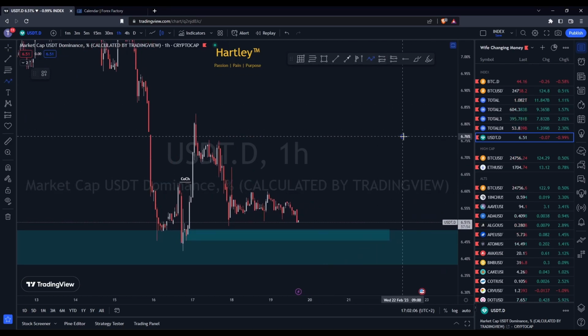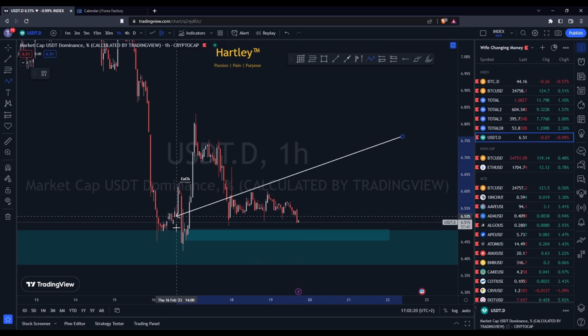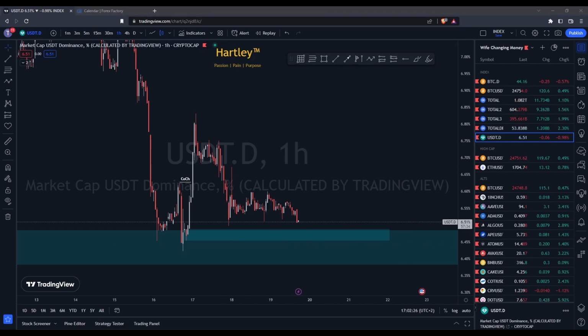Because if the USDT dominance goes down, it means that people are taking money out of USDT and putting it somewhere else, which is probably going to be a chart. Oh, not a chart, a coin, sorry. So that's why we can use the USDT dominance as a correlation to try and see which way the markets are going to go. Okay, does that make sense?